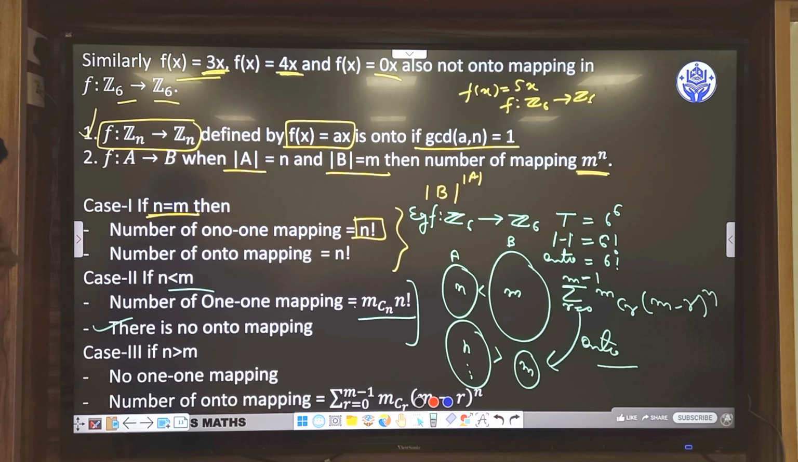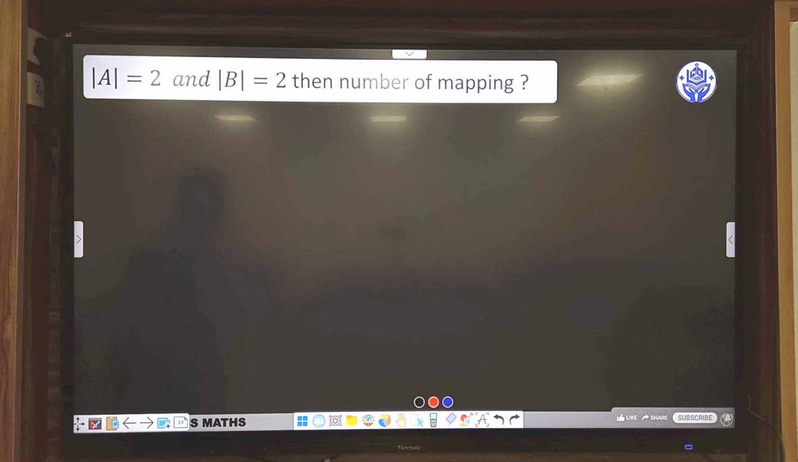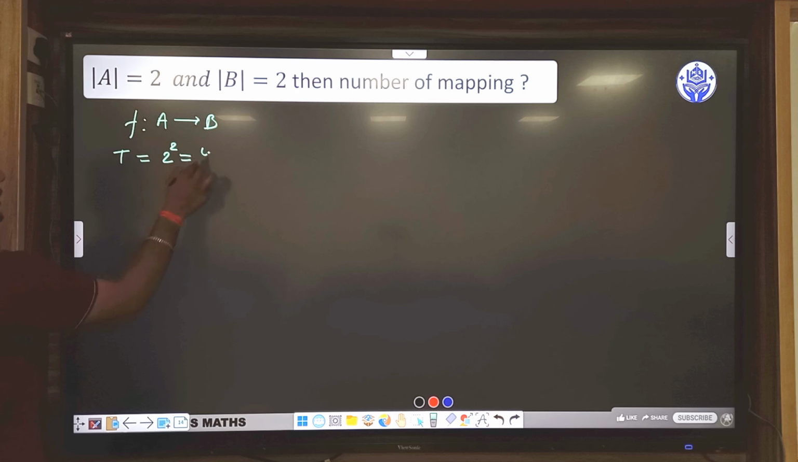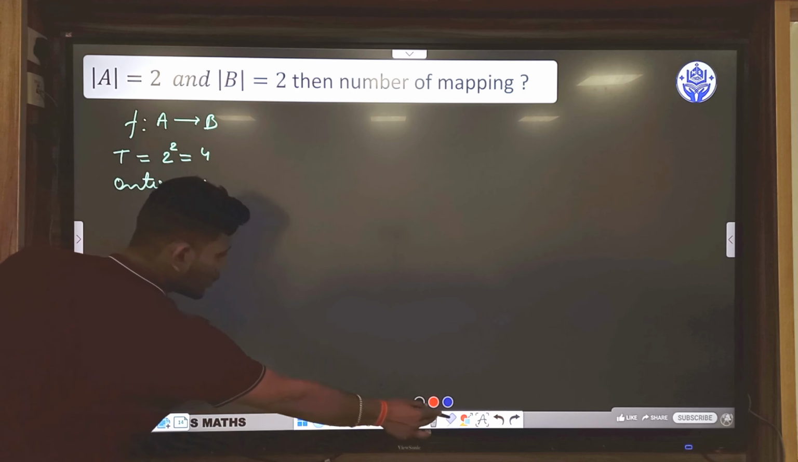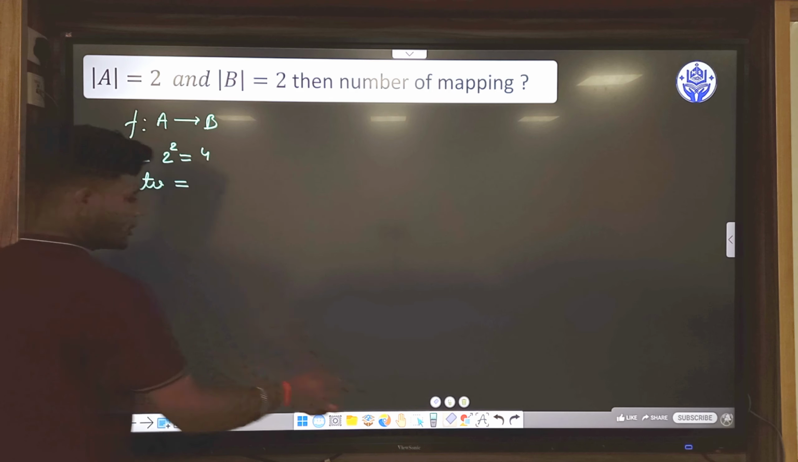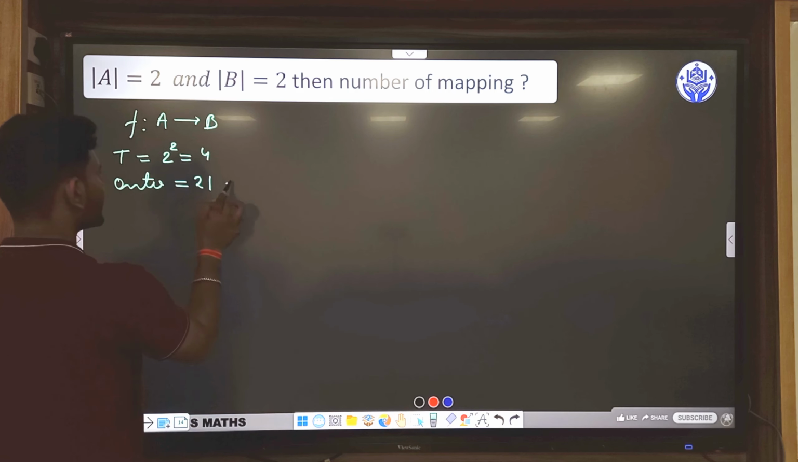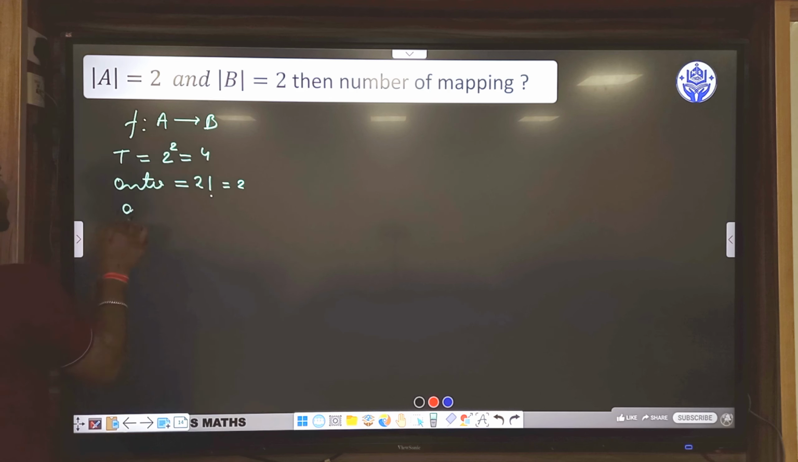Next, we have one example: how many mappings are there? For example, this is a function from A to B. Total mappings are 2 power 2, that is 4. Since the sets are equal, we can find the onto mappings also: n factorial, that is 2 factorial, which is 2. And the 1-1 mappings are also 2 factorial, meaning 2. So these are the results for this question.